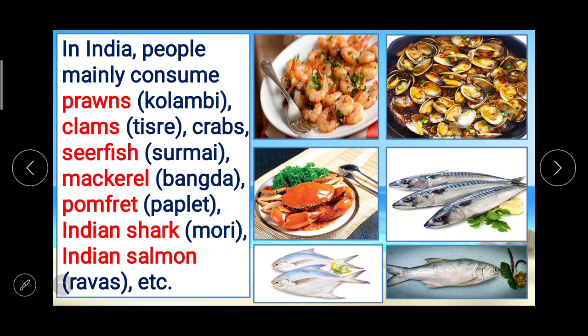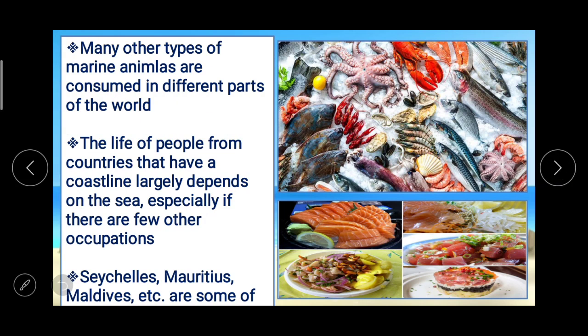Now if we talk about India, in India people mainly consume prawns, clams, seafish, mackerel, pomfret, Indian shark and Indian salmon. That is Rawas, Surmai, Bangda, Paplet, which are very famous. So these are the things which are in our daily diet from the sea or ocean. Many other types of marine animals are consumed in different parts of the world.